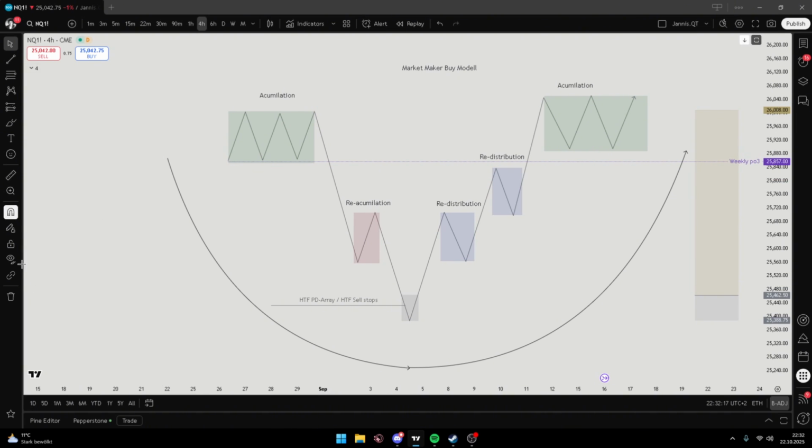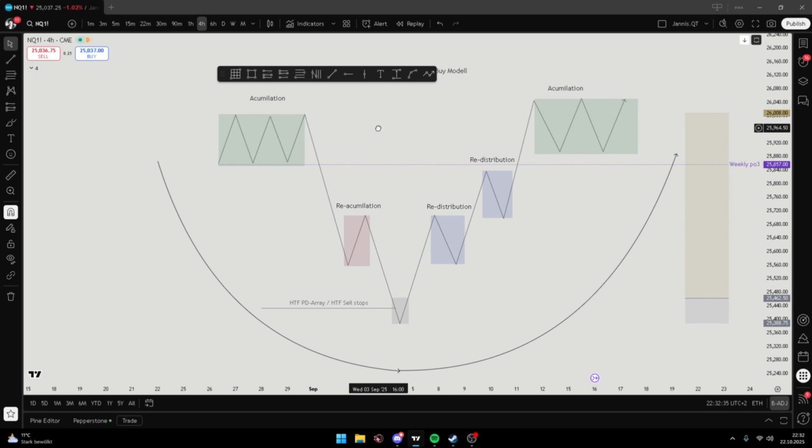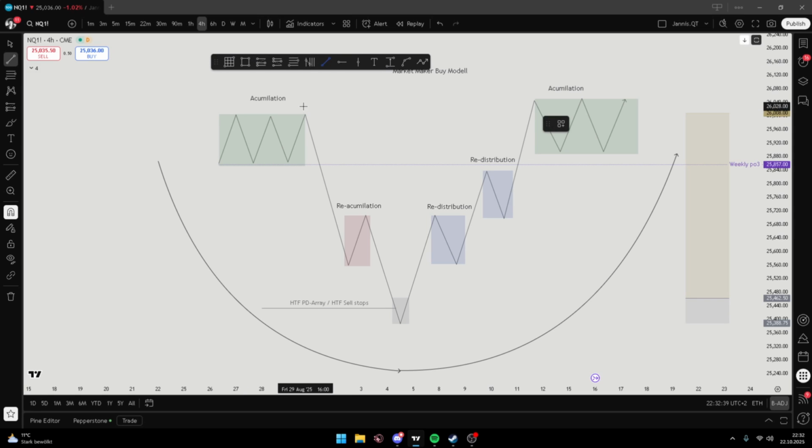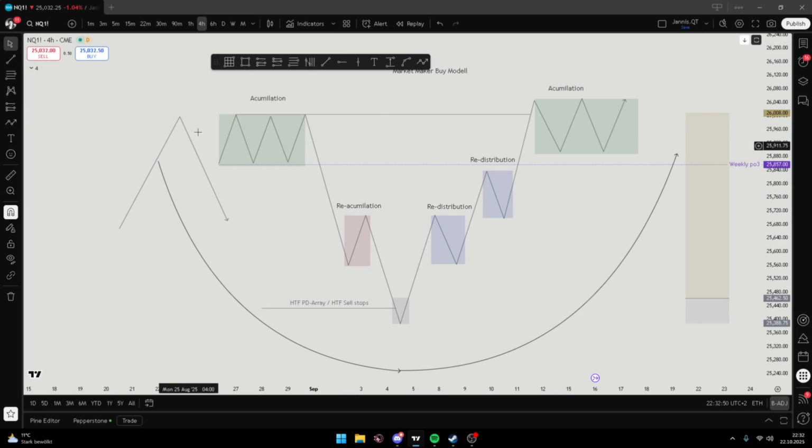Wait, let me find my drawings. So guys, as I just told you, we always start with our accumulation. Now, why is that? Because we're building up liquidity up here that we want to take out at the end. So if we have this, it looks better. I hope you understand that it's an ugly drawing.